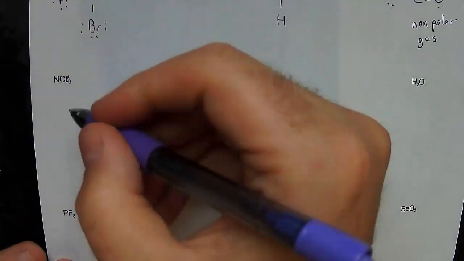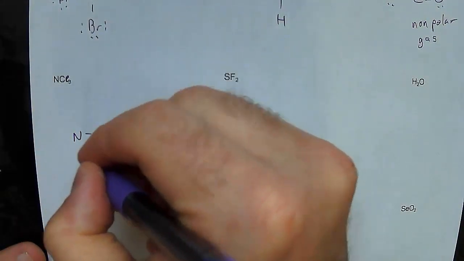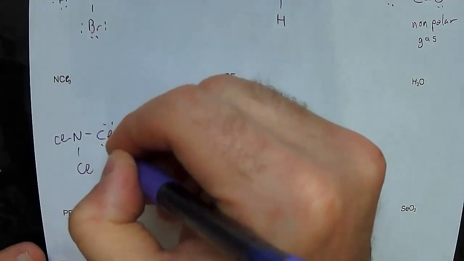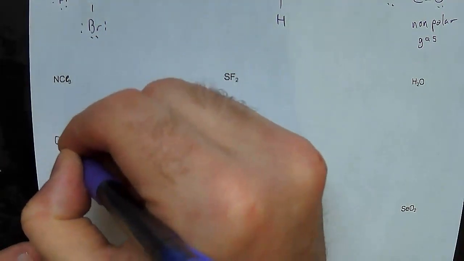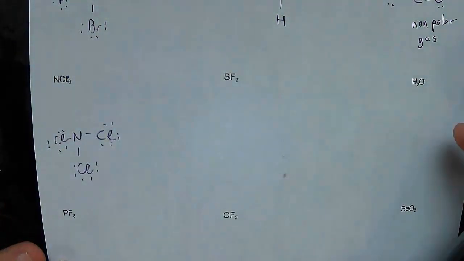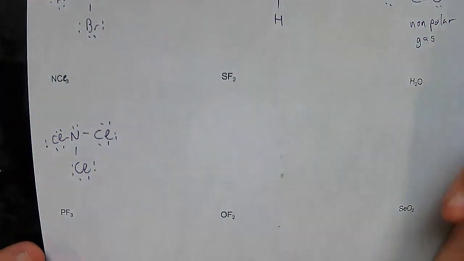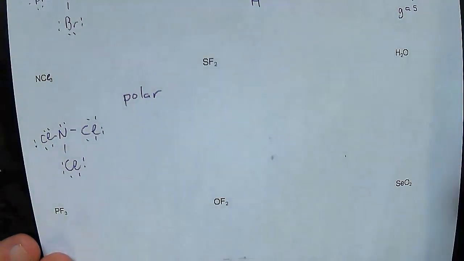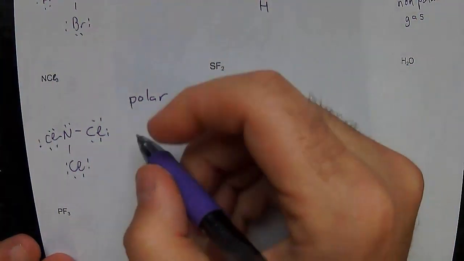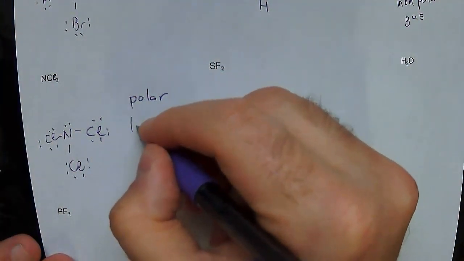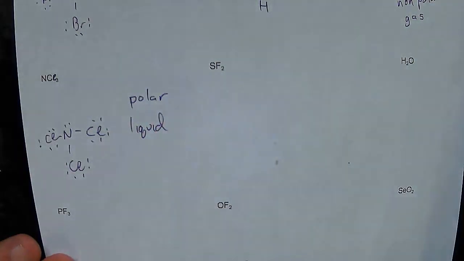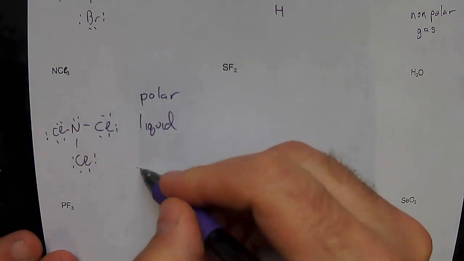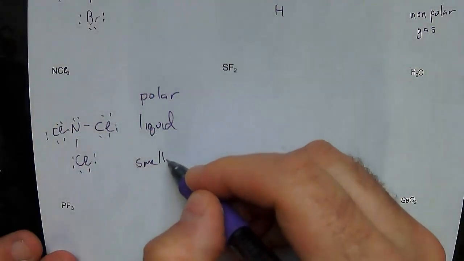Okay, so NCl3, N with three Cl, each with 6 dots, and then the extras here. Because there's dots in the middle, this thing is polar. And because it's polar, we would expect this to maybe be a liquid at room temperature. And I've never messed with this compound, but I bet you that it's smelly too.